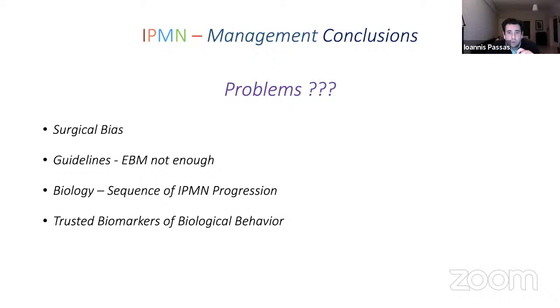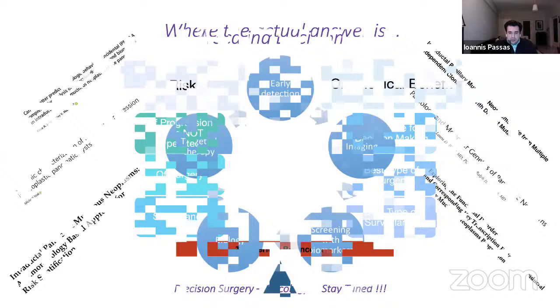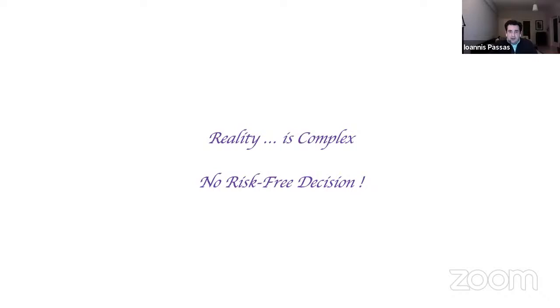So we have problems about our guidelines and all these papers that I've shown you. They are from surgeons and from surgical series. So there is bias. In the guidelines, there is not enough evidence. And the biology, yet we can't use it. It's quite too early for us. So we have to make a balance between the risk, either to do surgery or not, or follow up, and the oncological benefit of the patient. And this is what we need to say. Only precision surgery and oncology will give us this answer, because the reality is quite complex, and there is no risk-free decision in the IPMNs. I thank you very much.